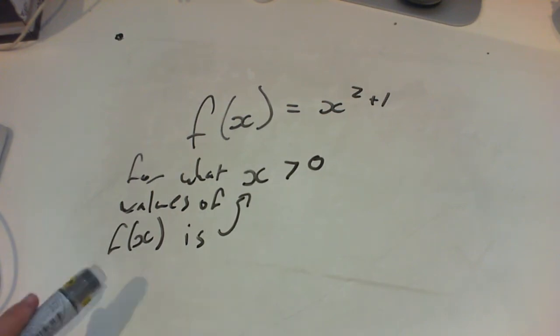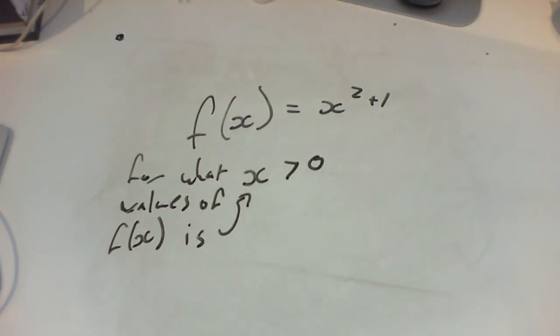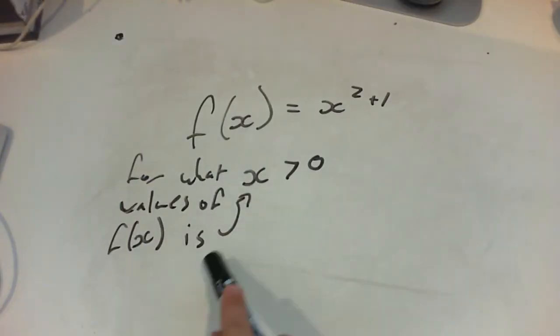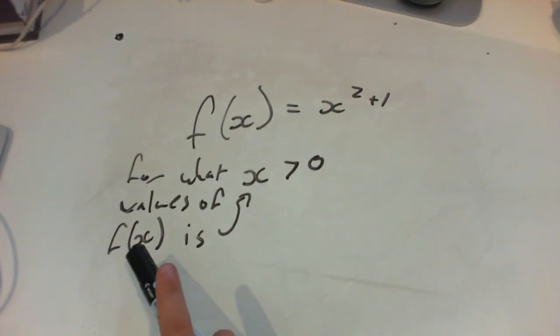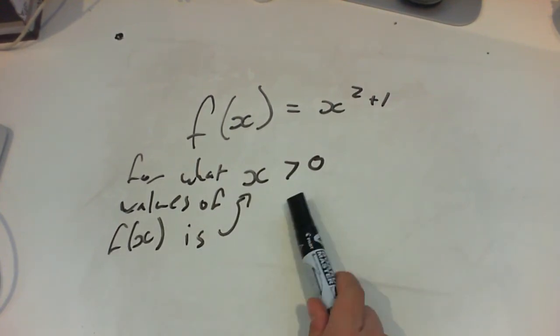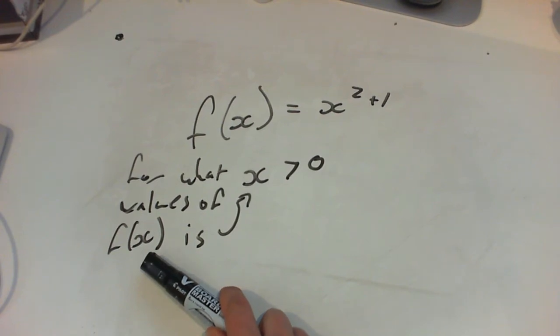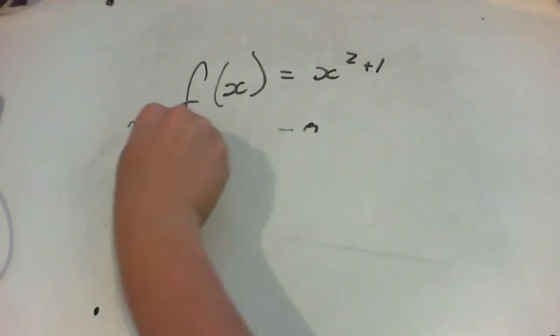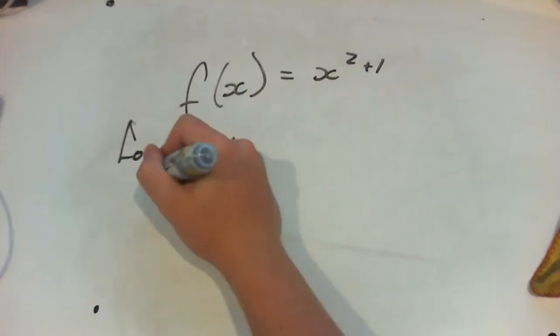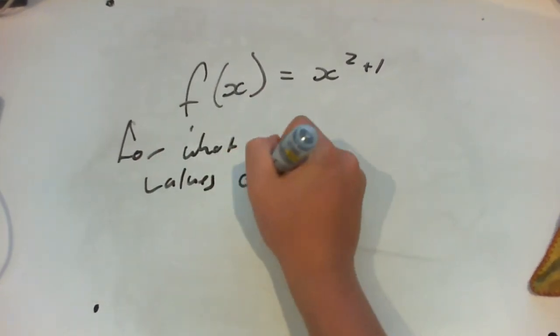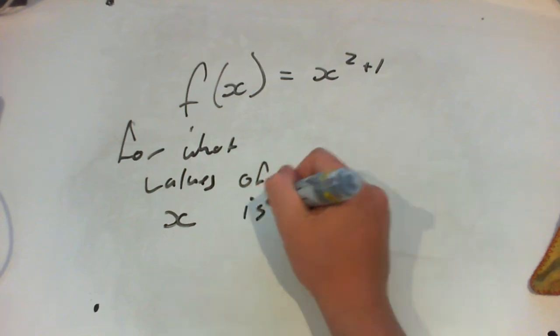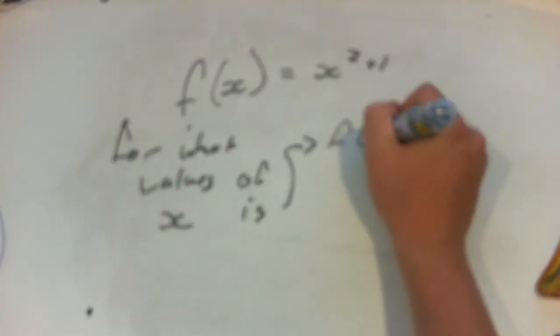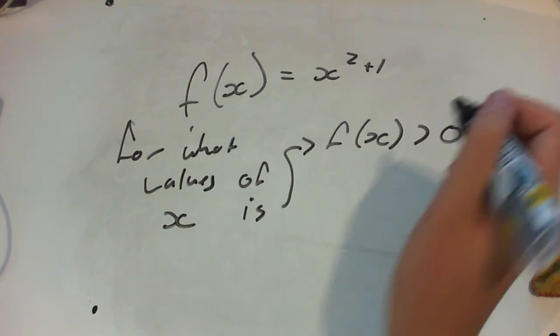And this is why this question here, I'll go back here, this question here will not be asked. For what values of f of x is x greater than 0 is wrong, because there can be multiple values of x where f of x is greater than 0. There can be multiple values of x that correlate to the one f of x point, and that's not necessarily what's going to happen. So a better question is, for what values of x is f of x greater than 0?